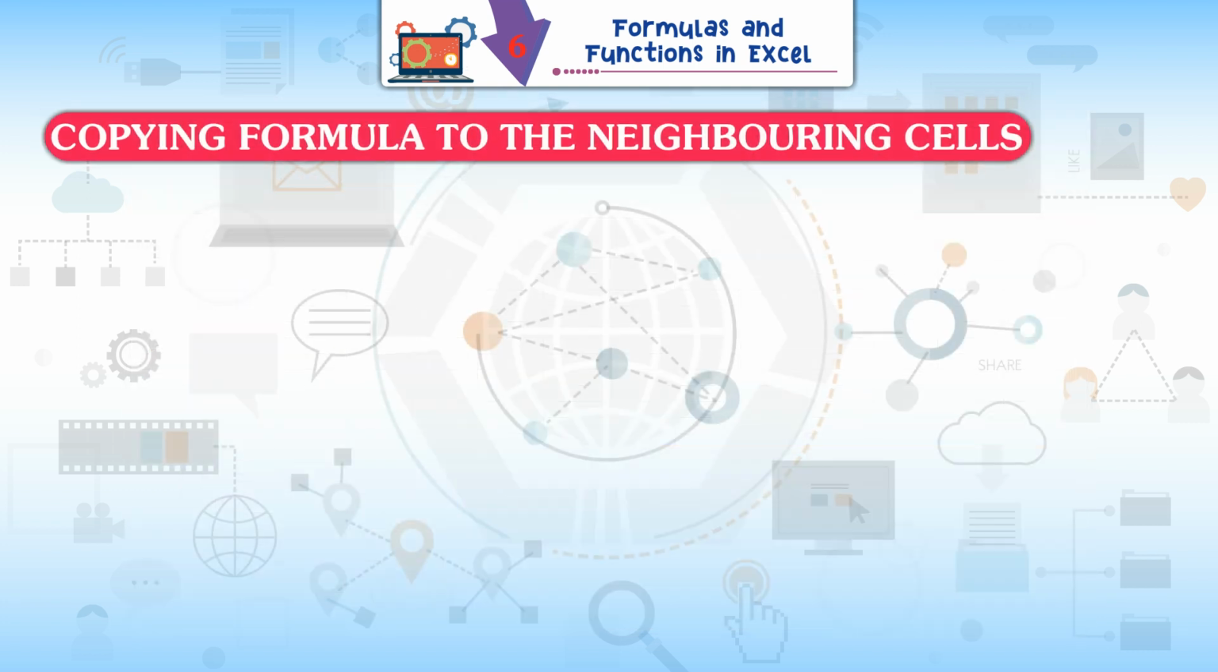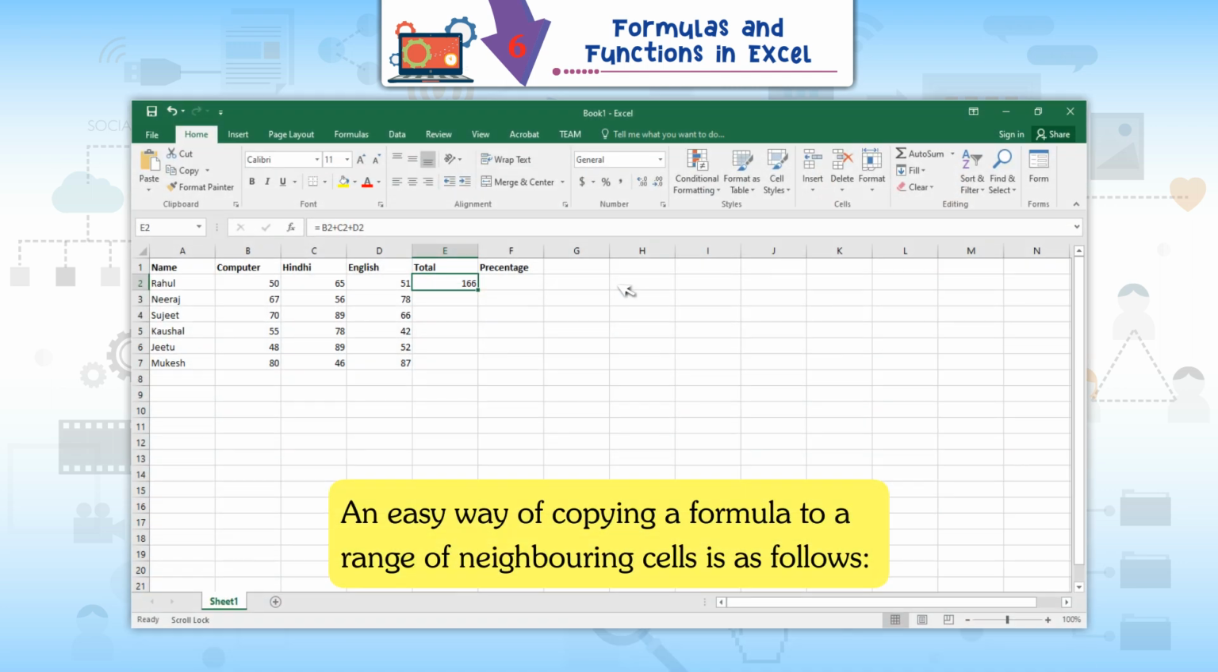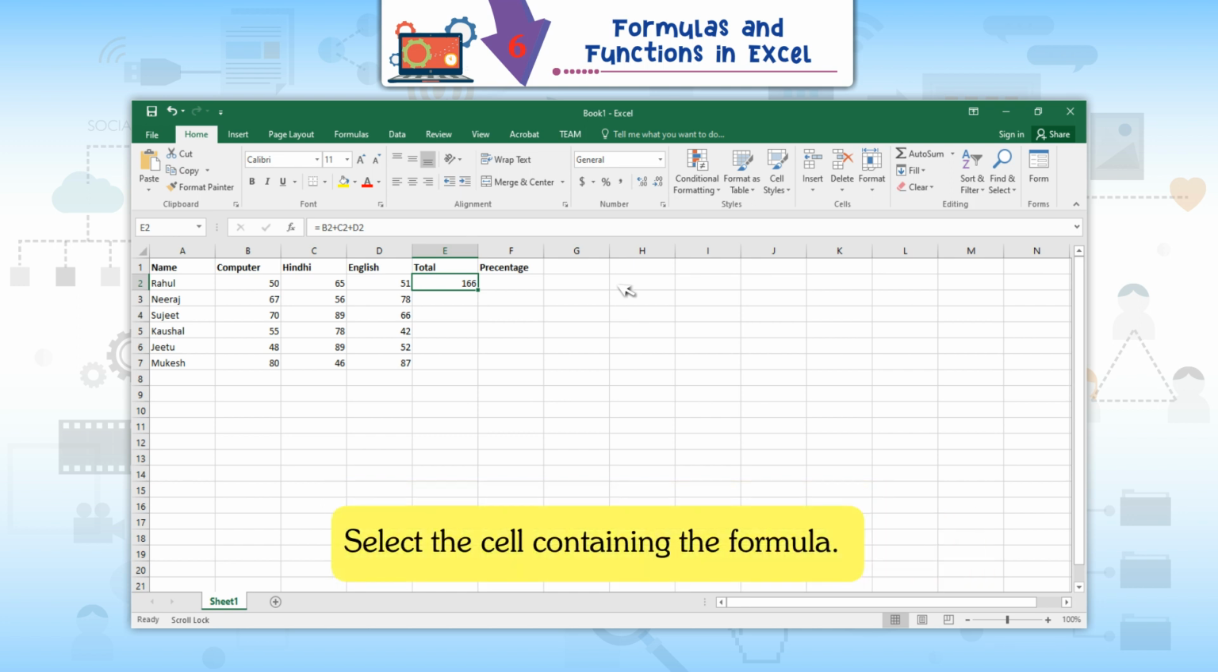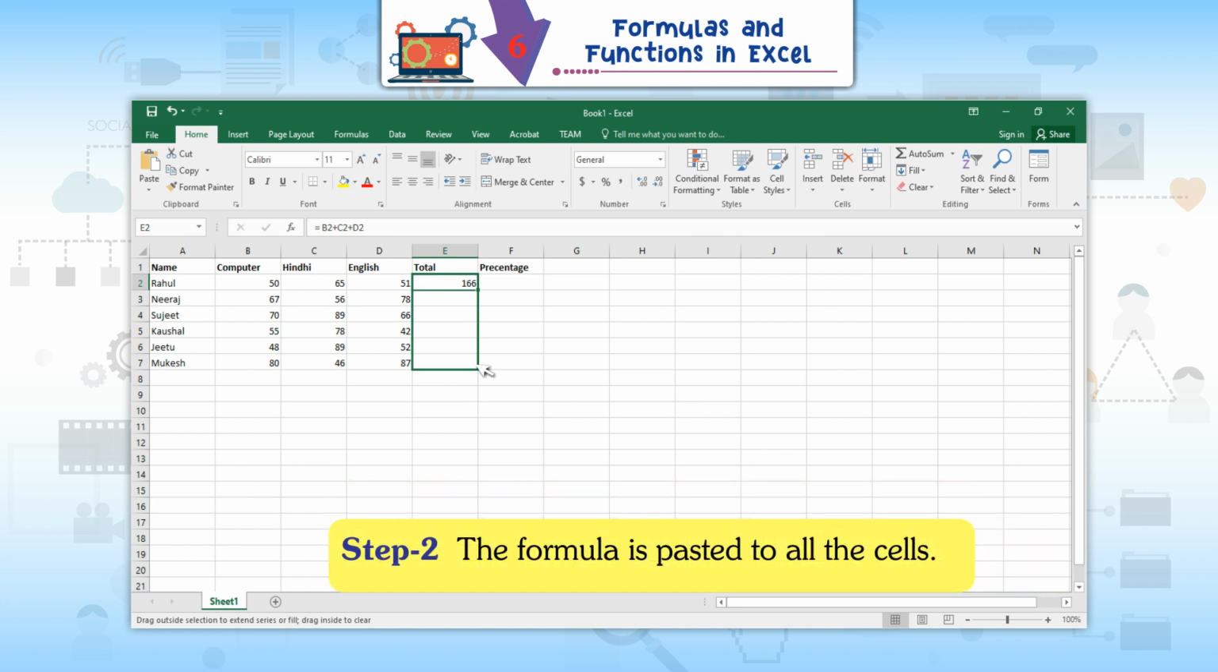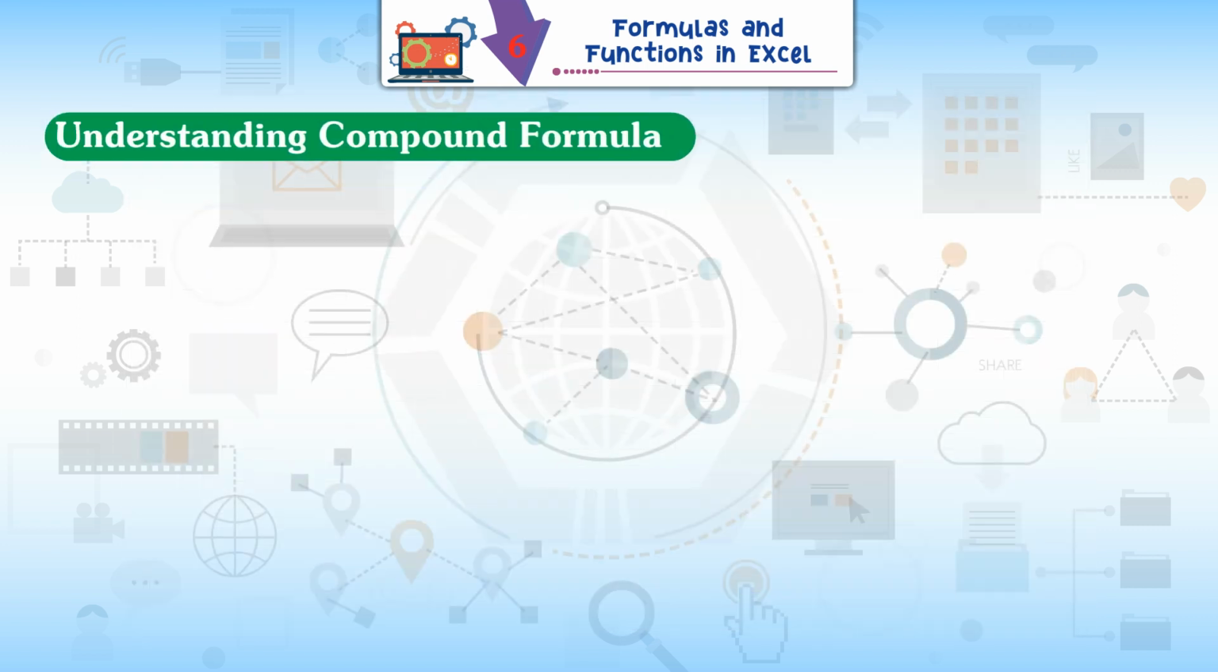Copying formula to the neighboring cells. An easy way of copying a formula to a range of neighboring cells is as follows. Select the cell containing the formula. Step 1. Click the fill handle and drag it over the range to be filled, that is E3 to E8. Step 2. The formula is pasted to all the cells.